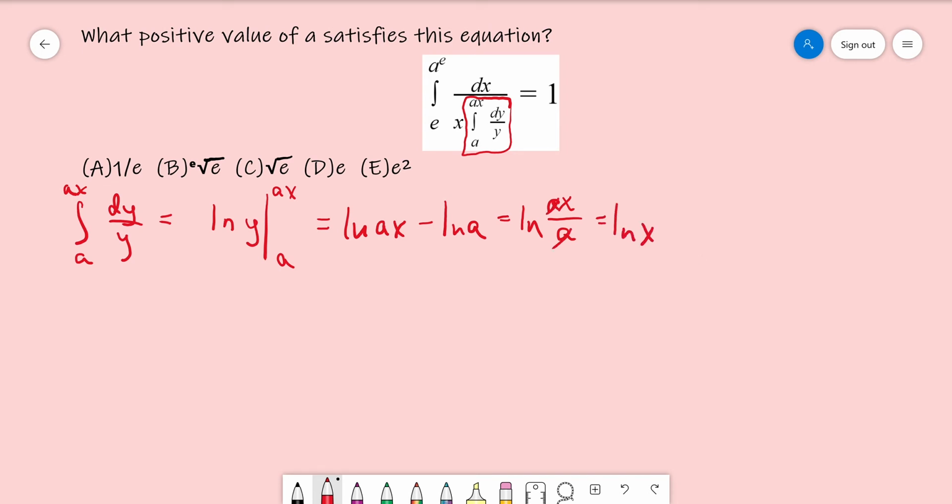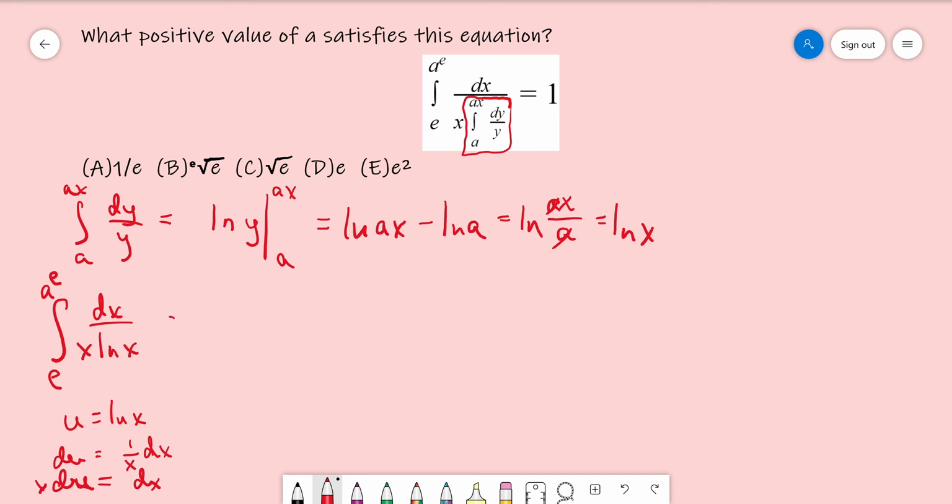So this whole thing inside the square here is log of x. So our integral is actually the integral from e to a to the power e of dx over x log x. Now we can solve this by substitution, because if we make a substitution of u equals log x, then du equals 1 over x dx, which means that dx is equal to x du.